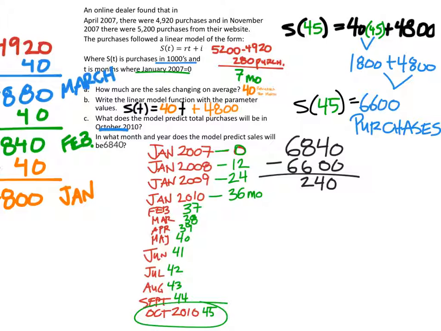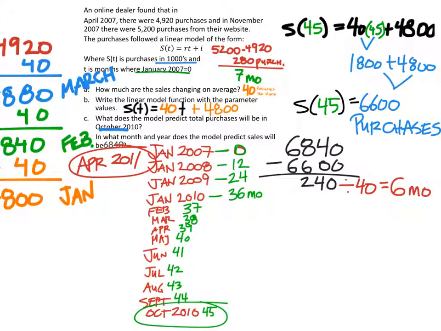Now, it's 40 purchases every month, so we're going to divide that by 40, and that appears to be 6 more months. So 6 months after October, that would be November, December, January, February, March, April. And we could figure it out that way. Then the answer to this one is April, and that would be in the next year, 2011. And that would be the answer for D. Now, that's one way to do it.